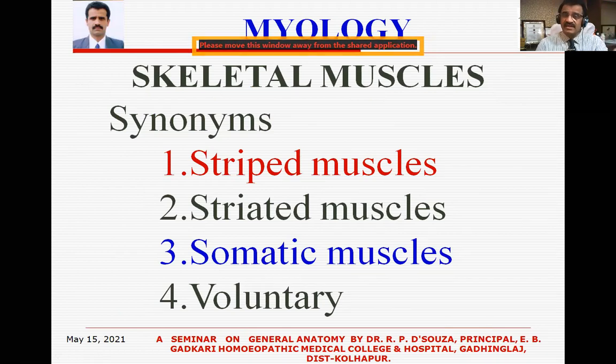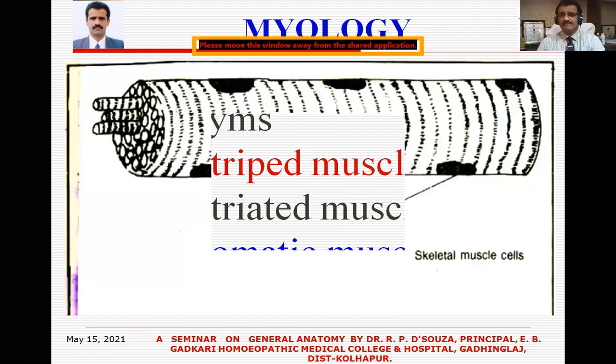Somatic means they are muscles of the body which function voluntarily. Voluntary is the opposite of involuntary, which is what you call muscles that function automatically. But here the muscle functions voluntarily. So we will study these somatic muscles, the skeletal muscles, a bit in detail today, one by one.